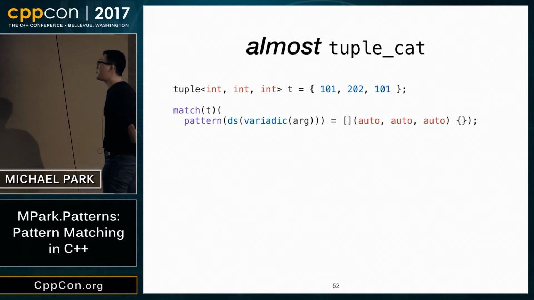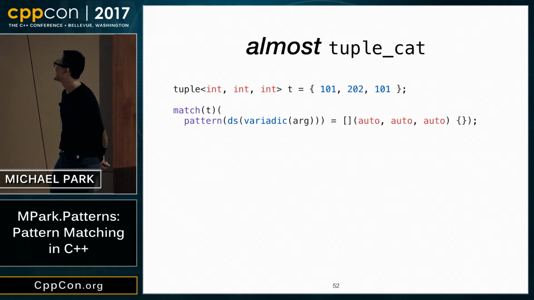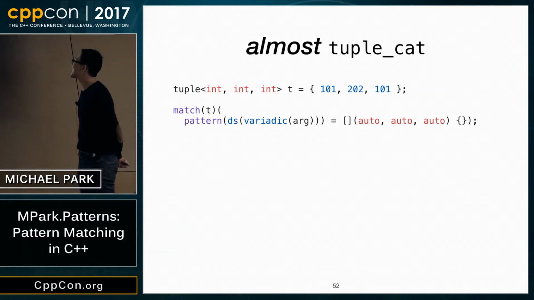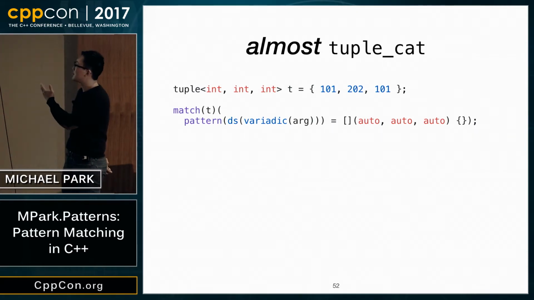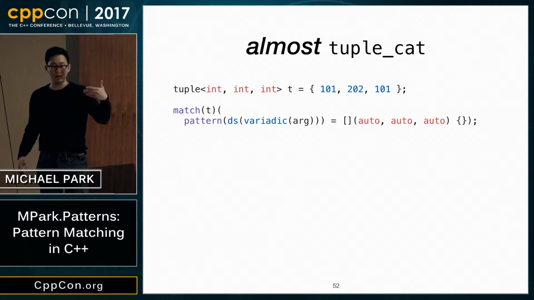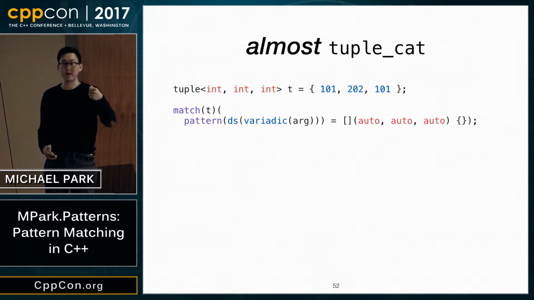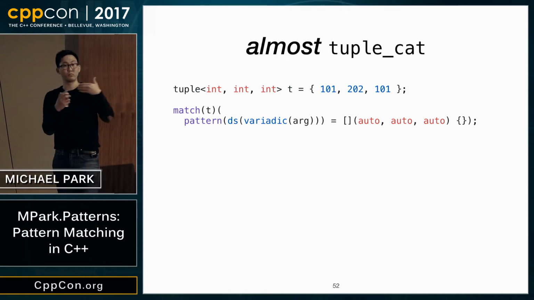We have this, which is almost tuple_cat. The almost part, we'll see if anyone sees why. So we have another tuple. This is just showing that, remember, we can expand the tuple with ds variadic arg. So if we can expand a single tuple with ds variadic arg, then if we have n tuples, how do we expand all of that? We would have ds variadic arg, comma, ds variadic arg, comma, ds variadic arg, comma, dot, dot, dot, right?